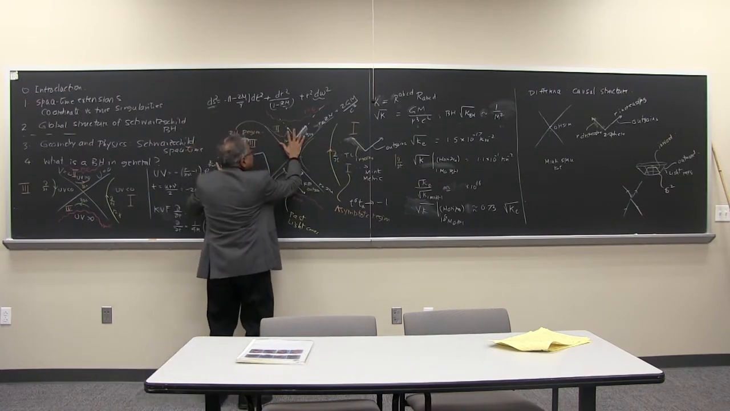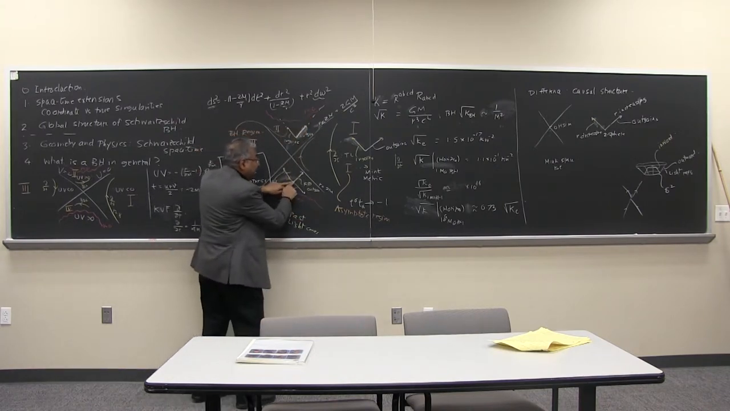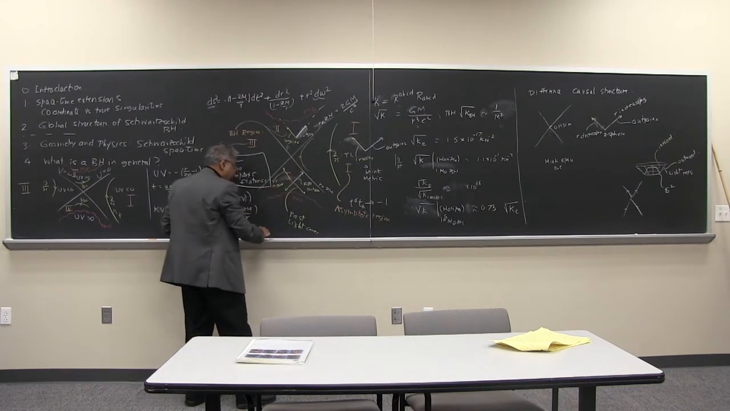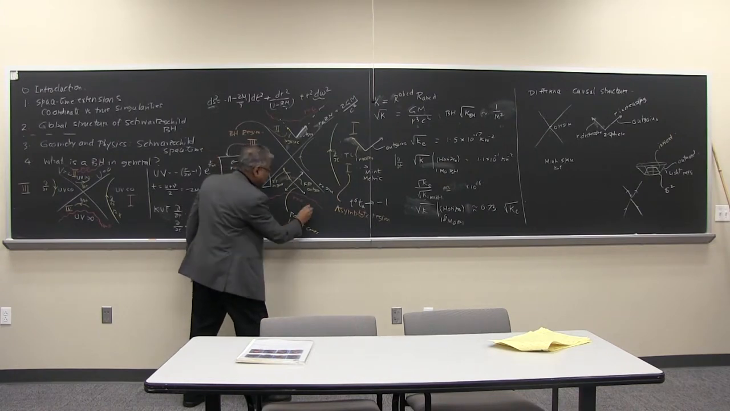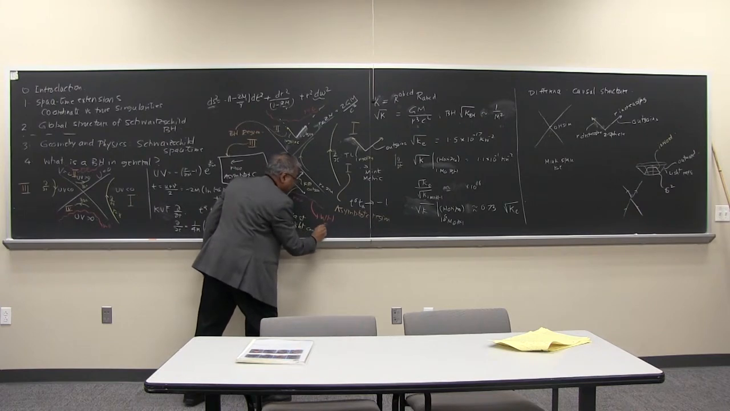All the future-directed light rays are going to come up here, whereas this singularity is visible both to region 1 and region 3 up here, both asymptotic regions, and so it is the opposite of a black hole singularity, and that is why it is called the white hole singularity. So this is a white hole singularity.